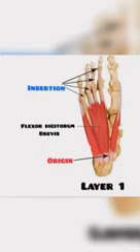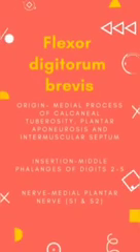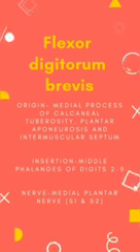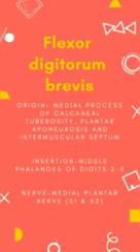Flexor digitorum brevis originates from the medial process of calcaneal tuberosity, plantar aponeurosis and intermuscular septum and is inserted into the middle phalanges of the 2nd to 5th digits. It is innervated by the medial plantar nerve and has a root value of sacral 1 and sacral 2.